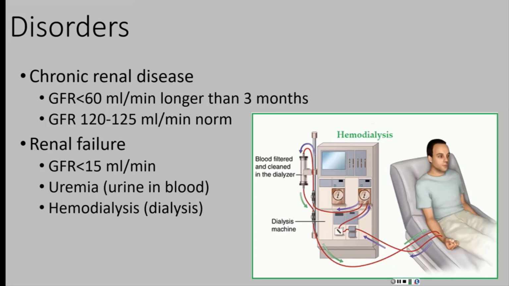So when this happens, typically someone is put on hemodialysis, or just dialysis is more often what it's called. And dialysis is effectively an artificial kidney. They hook it to your body, it draws your blood out, it filters your blood, and then it returns the cleansed blood back to your body. So the hemodialysis machine is really doing the same thing that your kidneys do.